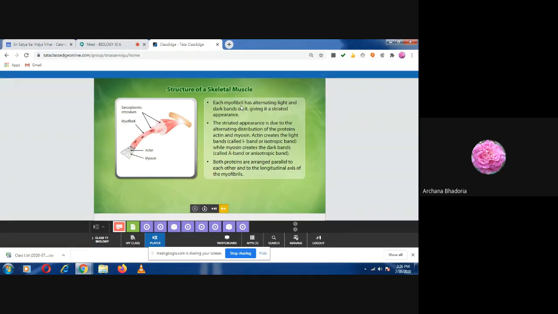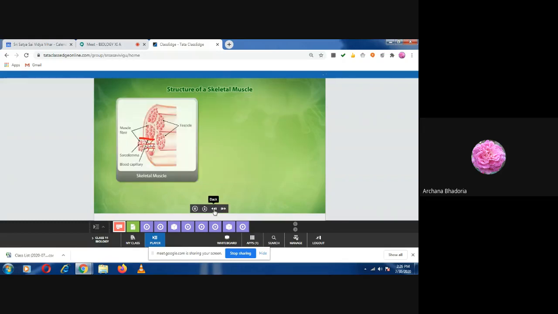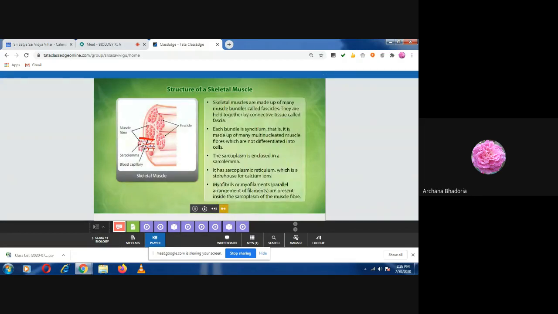Ma'am, will you please take the last slide again? Try to see what you have to understand. This single circle, the pink color, the single one, when you see, inside it you will find many myofibrils. And each myofibril will have alternate light and dark bands. Is it clear?